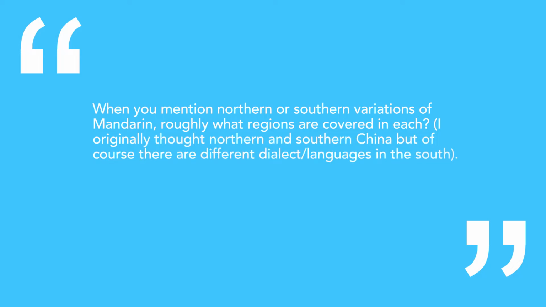It's a really interesting question, and I think I've learned a couple of new words. I'll look them up after we're done, just to make sure I got that right. And he's got another question which he adds at the bottom, which is also interesting, which says, when you mention northern or southern variations of Mandarin, roughly what regions are covered in each? I originally thought northern and southern China, but of course there are different dialect languages in the south.